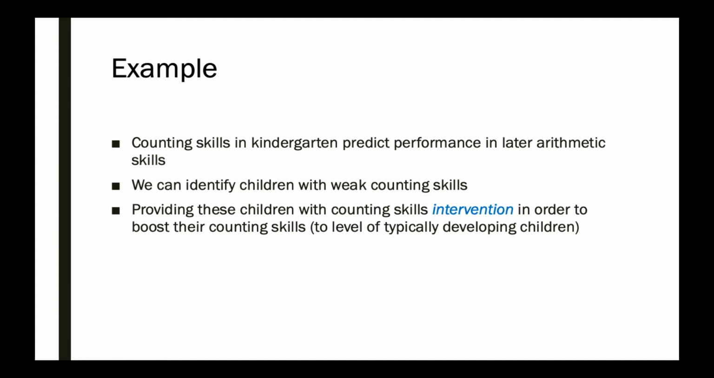Here's an example. We know that counting skills measured in kindergarten predict performance in later arithmetic skills. Therefore, we will need to try to identify all those children who struggle in their counting skills. After we have identified these children, we need to provide them with counting skills intervention so that they would learn better counting and would try to catch their typically performing peers in counting skills.